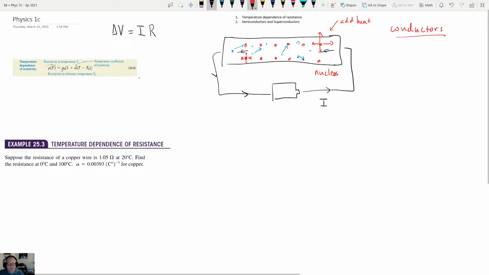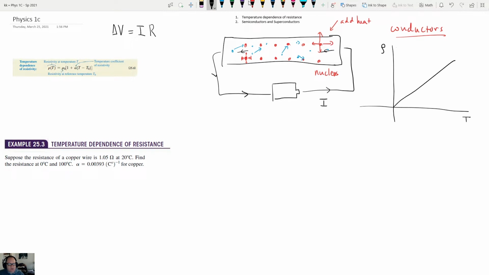Over a reasonable range, if I want to plot the resistivity of a conductor as a function of temperature. And why do I do resistivity? Well, resistivity is a quality of the material itself. We learned last time that resistivity was something you can look up in a table, and you could figure out what the resistivity of different materials are that way. Over a reasonable range of temperatures, the relationship between resistivity and temperature for conductors is basically linear.